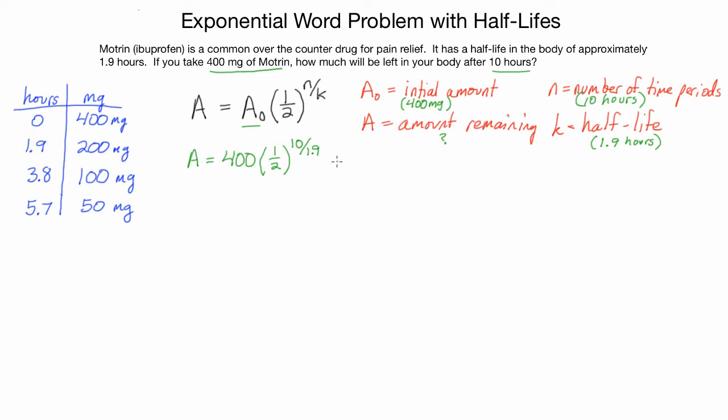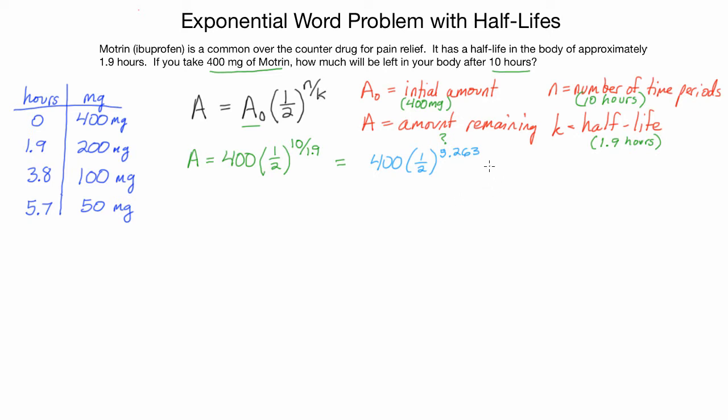All right, let's calculate all that out. Let's see what all that equals. Pull up my calculator here. 10 divided by 1.9 is equal to, so it turns into 400 times 1/2 to the 5.26, we'll round it to 5.263 power. So that's about how many periods or how many times I want to take half of that substance.